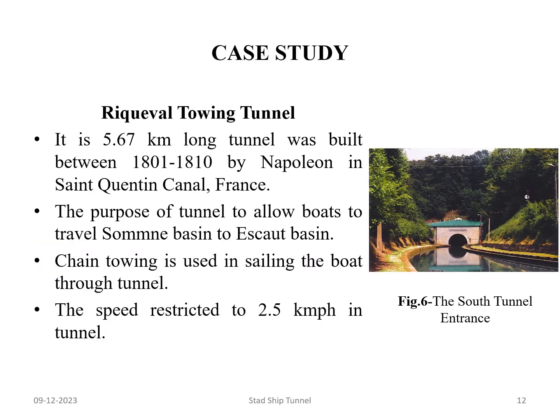Moving to the next slide, we have a case study of the Riqueval Towing Tunnel. It is a 5.67 km long tunnel built between 1801 and 1810 by Napoleon in the Saint-Quentin Canal in France. This tunnel connects Bellicourt with Bony. The purpose of the tunnel is to allow boats to travel from the Somme Basin to the Escaut Basin. A chain towing technique is used in sailing the boats through the tunnel, in which an electric boat was used to tow barges through the tunnel at an average speed of 2.5 km per hour.